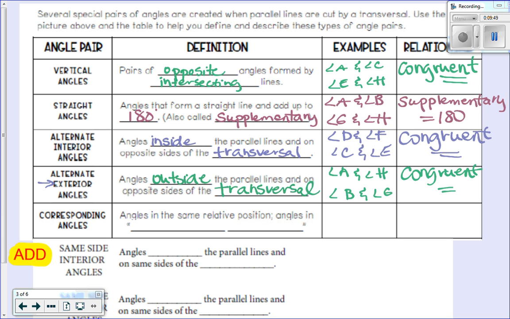Okay? Corresponding angles. We've learned corresponding before. It's angles in the same relative position. Angles like in matching corners. So let's see what that means.